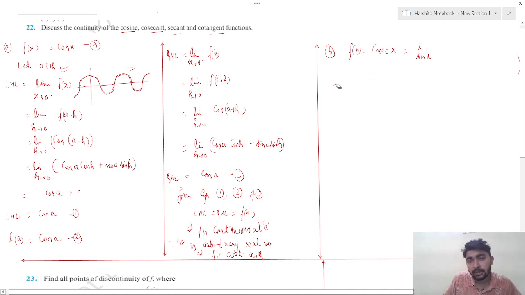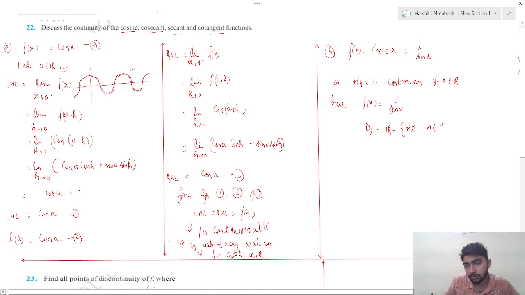What we need to write? We need to write that sin x is continuous for all x belongs to R. Okay, as sin x is continuous for all x belongs to R, here f(x) equal to 1 upon sine of x. What we have? 1 upon sine of x. But the domain of this function, domain of f, is R minus n pi, where n belongs to Z.